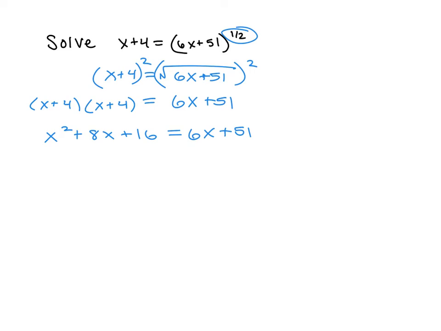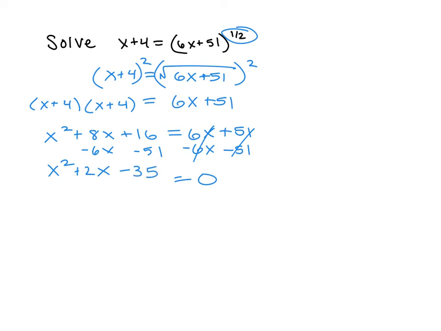And now this has turned into a quadratic, and anytime we have a quadratic, we want to get it set equal to 0. So I'm going to subtract 6x from both sides, and I'm also going to subtract 51 from both sides, so that on the right side, I'm left with 0. So that gives me x squared plus 2x minus 35 equals 0.